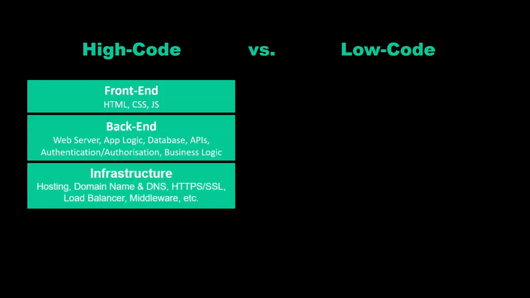Then you also have to configure your domain name and DNS, so users need a URL to reach your app, and you've got to make this secure by setting up HTTPS. This encrypts data between your browser and the server. And then there are other components like a load balancer, perhaps, and also middleware connectivity.